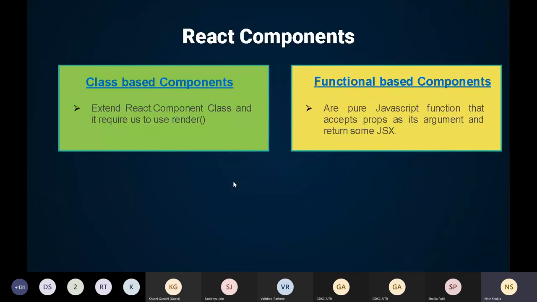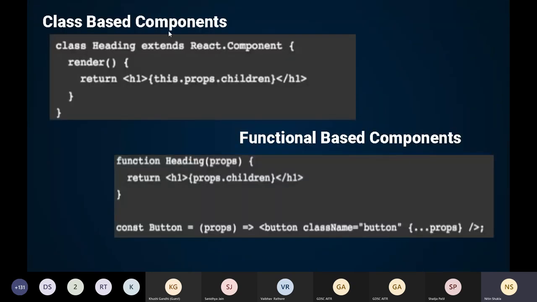Okay, so a basic syntax difference is that in class based components, it goes like class Heading extends React.Component and then this.render, this way it renders, and in functional based components there is a heading function, and in such a way it performs.